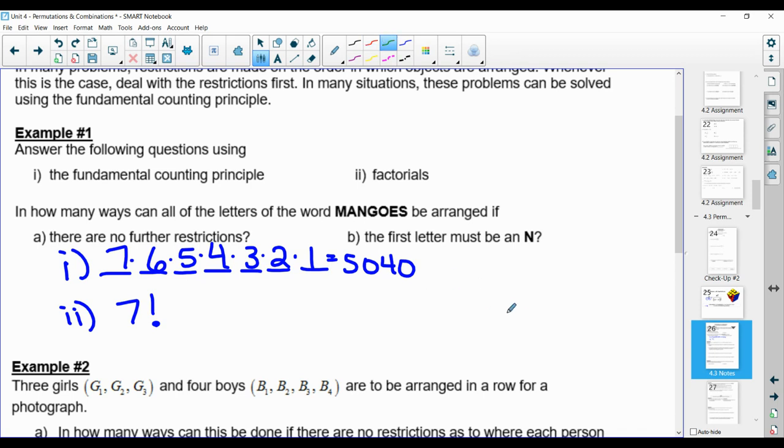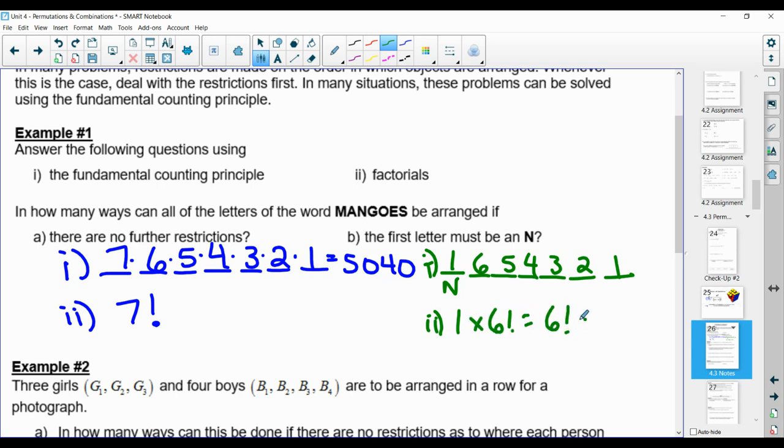And so when we set up our blanks using fundamental counting principle, again, we'd have 7 blanks. And if the first letter has to be N, there's only one way that we can have an N. And then our remaining choices are 6, 5, 4, 3, 2, and 1. And if we write that out using factorial notation, it's going to be 1 times 6 factorial, or we can just write that as 6 factorial, and 6 factorial is 720.